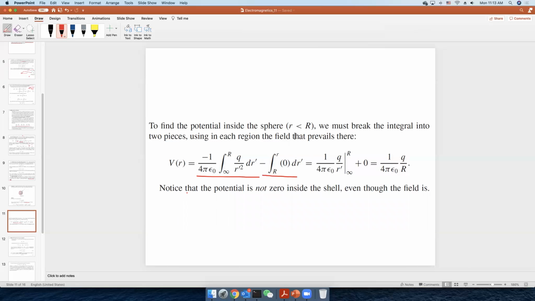So notice that even though the field is zero in the shell, or in the sphere, the potential is non-zero. The potential is the same as the potential on the surface of the sphere.